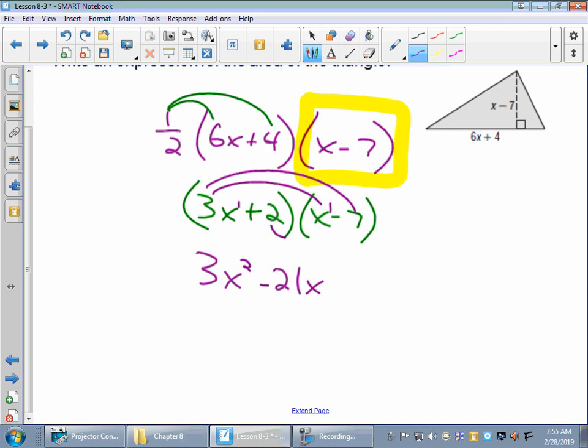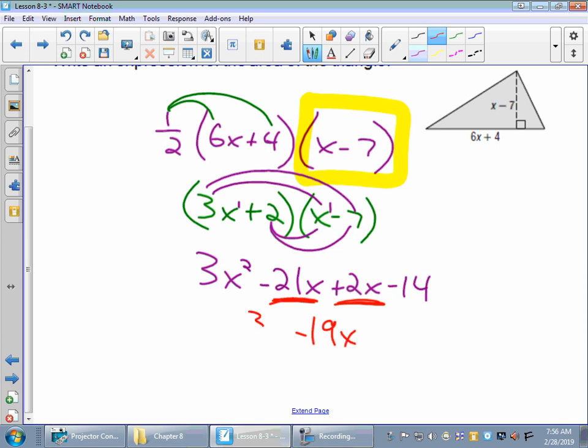Inside terms, 2 times x is 2x. And then the last term is 2 times a negative 7, which is negative 14. So now we're combining like terms again. We have a negative 21x and a positive 2x, which is going to give us a negative 19x.